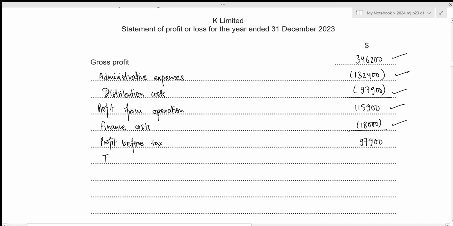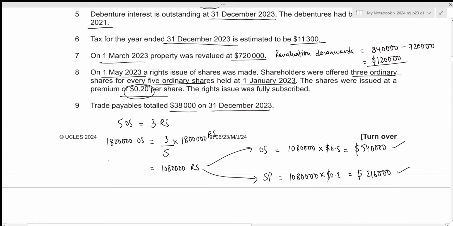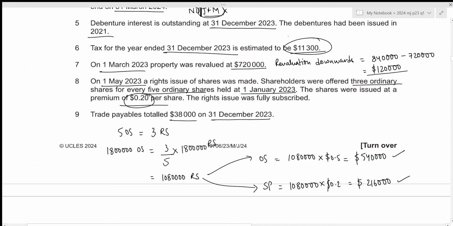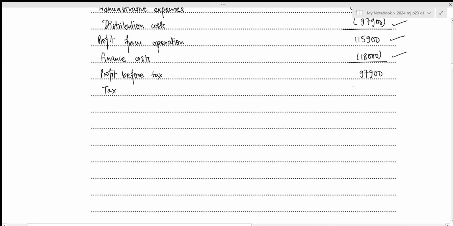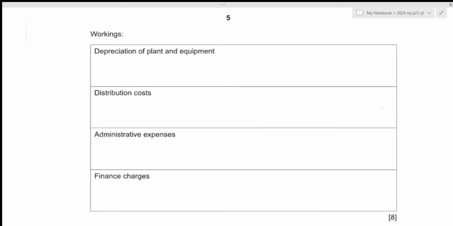Now we will subtract the tax amount, which was given above to be 11,300. Now, finally, we will get our profit for the year. That will be 97,900 minus 11,300, which results in 86,600. That is all for the third part. Let's move towards the next one. And make sure you show all of your workings within this particular box in order to get your markings correctly.